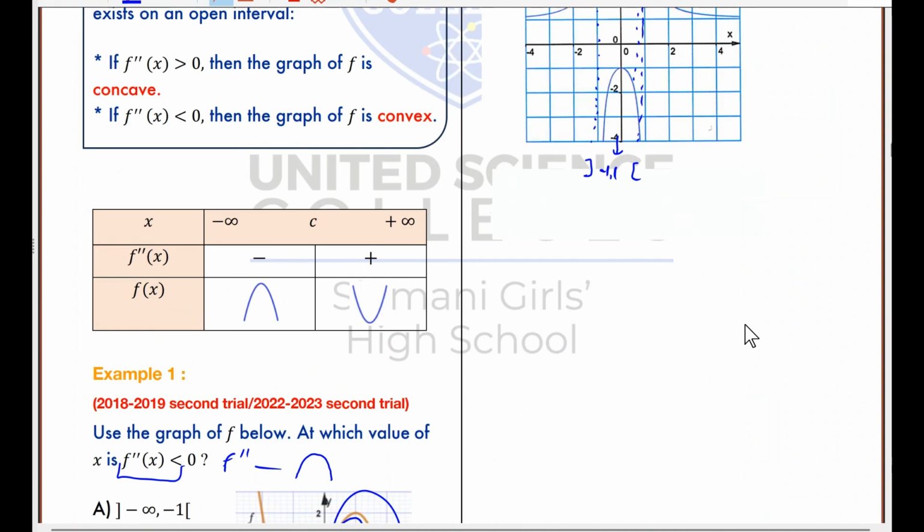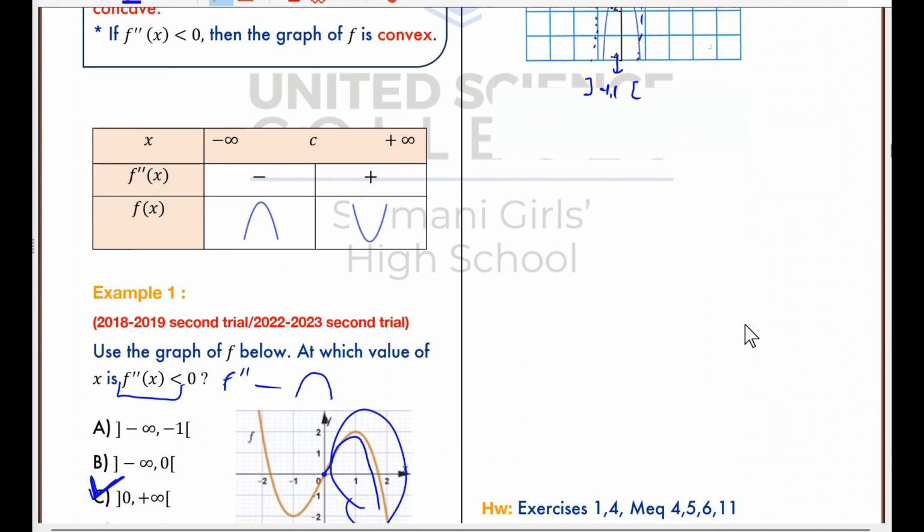In the next video, I'll explain how to find each concave and convex interval from the functions by solving the questions.